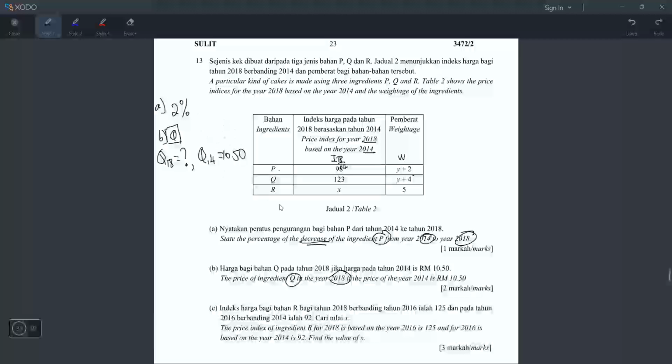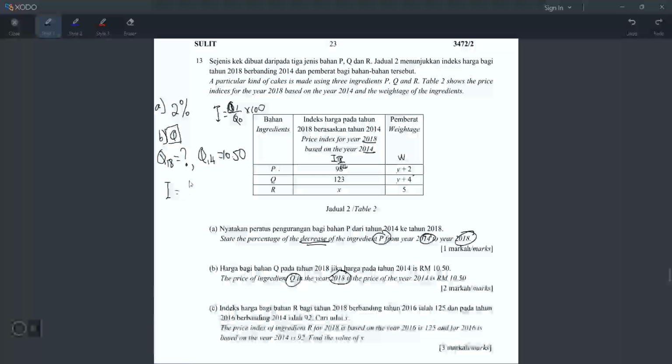So for this one you have to use the first formula you learned in this chapter. The first formula is like this: Q1 over Q0 times 100. Why I know it is the first formula is because it involves Q. This is the only formula that uses Q. The moment they mention price, then definitely it is the first formula already. And in the first formula, the Q represents price. That's why I write Q. But some of you may want to use P also can. Some books use P, but it's the same thing. So now I know I have to use this formula.